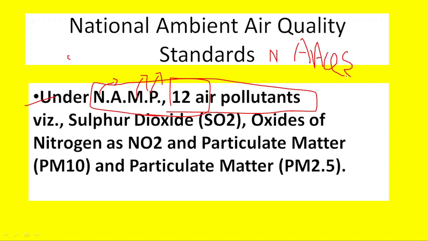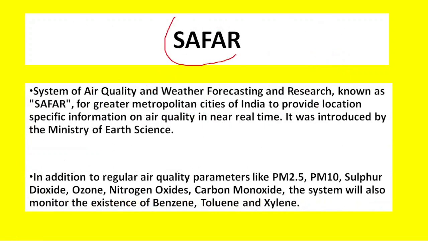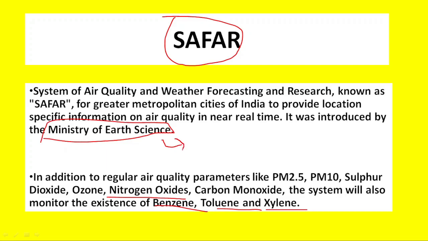12 pollutants are measured. Okay, and there's one more protocol like SAFAR. SAFAR is used to measure the pollutant levels in metropolitan cities. And beside these parameters that are measured through NAQS and AQI, it also measures benzene, toluene and xylene presence in the air. One thing, it has been introduced by Earth Science, so it also includes parameters like humidity and temperature.